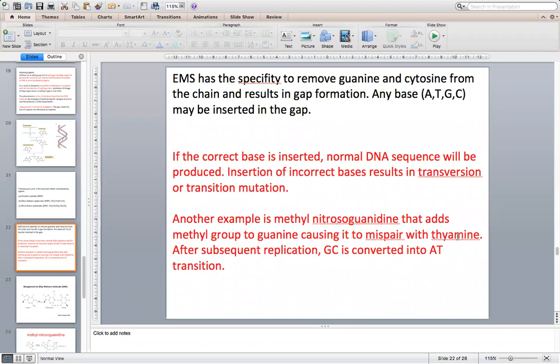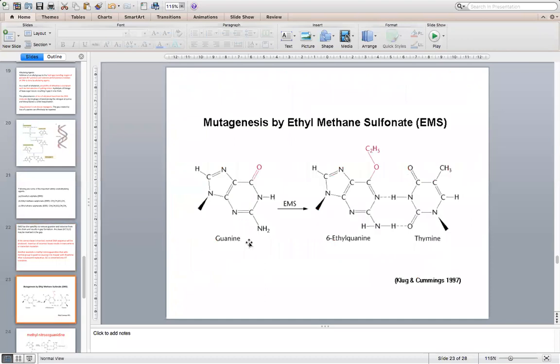So we also have another method. What it will do is add a methyl group. If you add a methyl group to the guanine, this guanine, instead of pairing with the cytosine, will mispair with the thymine. After subsequent replication, GC is converted to AT. That is, instead of having the GC base pairing, you will have the adenine to thymine base pairing.